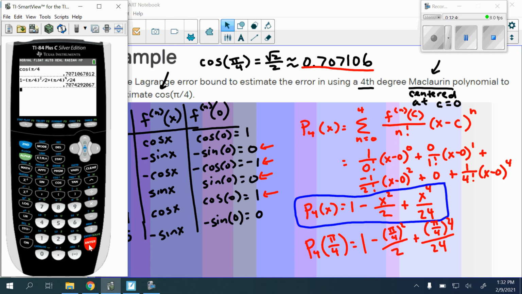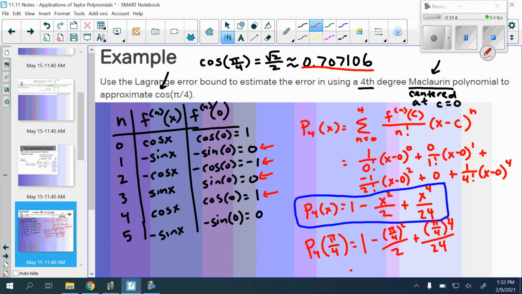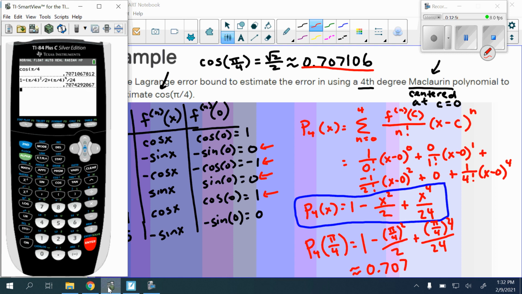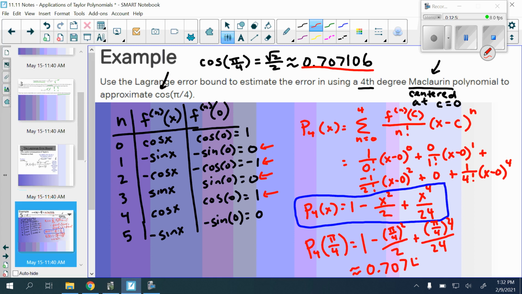You can see fairly similar here. That approximation comes out to be 0.707. So to the first 3 decimal points, it's the same. Here's now where we start going off. It's like 429 here. So up to 3 decimal places, fairly close. They want us to use the Lagrange error bound now, okay, to estimate that error. So what's the error between the approximation that we got down here and the actual value that we see here?